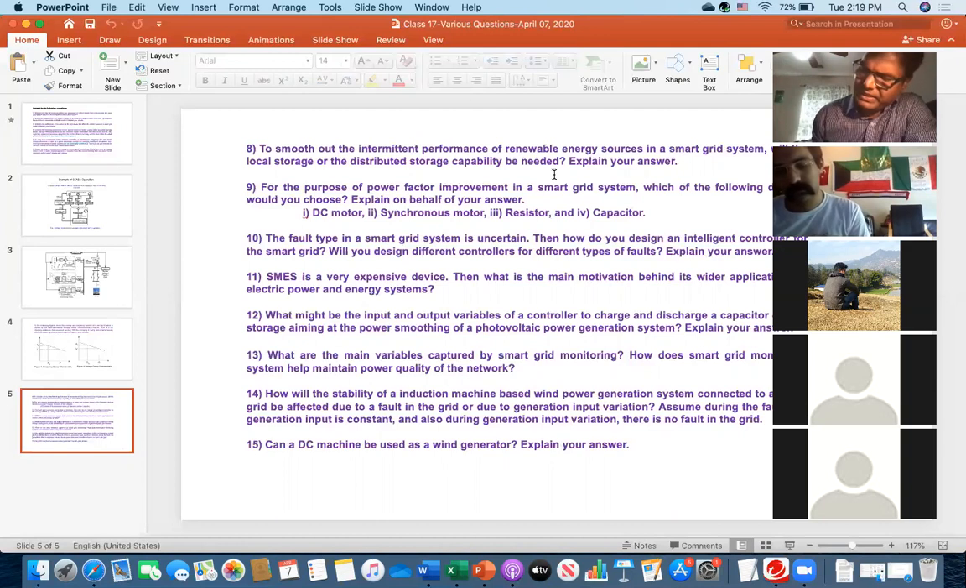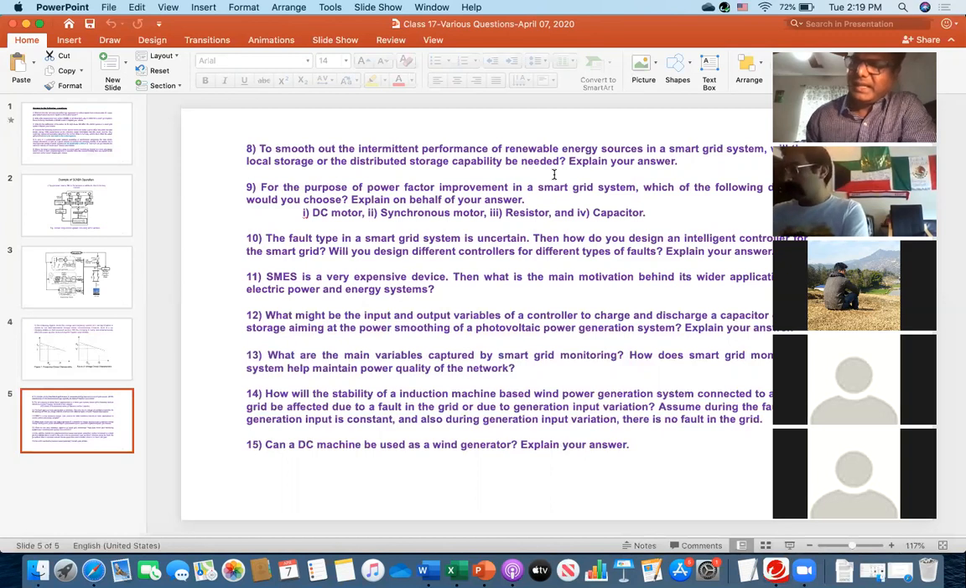No, I mean, for example, you have a solar system, an individual one. Before connecting to the grid, you need an energy storage there. That is the local storage. Or you have a wind generator. Whether you connect it to the grid or not, you need an energy storage. That is the local storage.